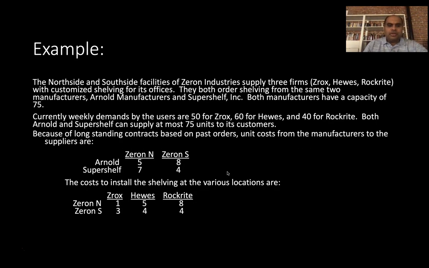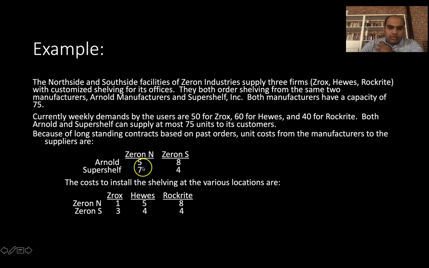So with that in mind, here is an example. North side and south side facilities of Xeron Industries supply 3 firms. So these are the 2 facilities, and they supply Xerox, Hughes, and Rockright with customized shelvings for their offices. Both the north side and south side locations also order shelving from 2 manufacturers, Arnold Inc. and Supershelf Inc. Both of these, Arnold and Supershelf, have a capacity of 75.